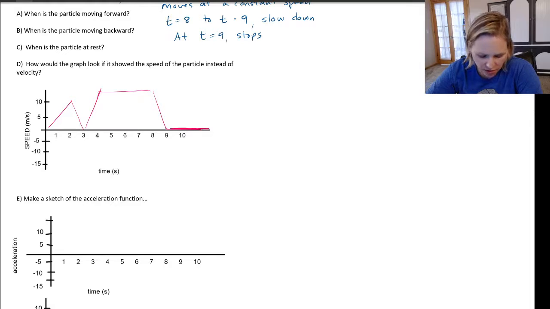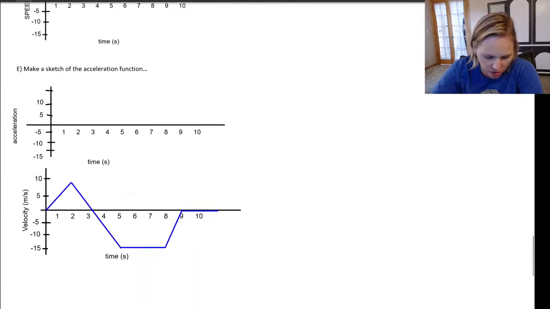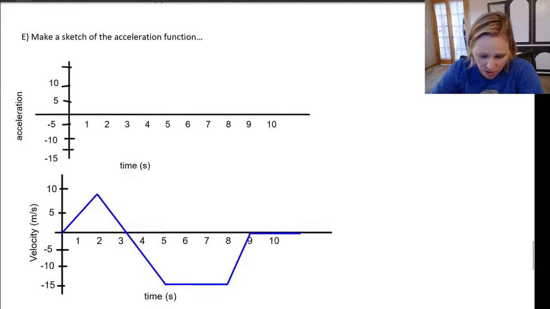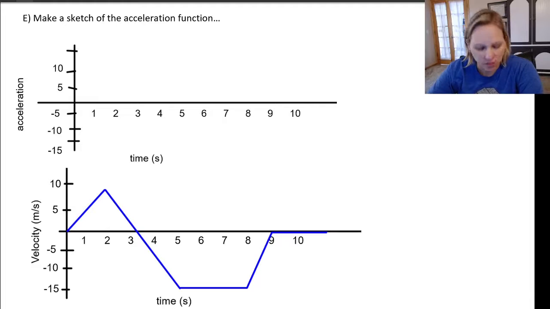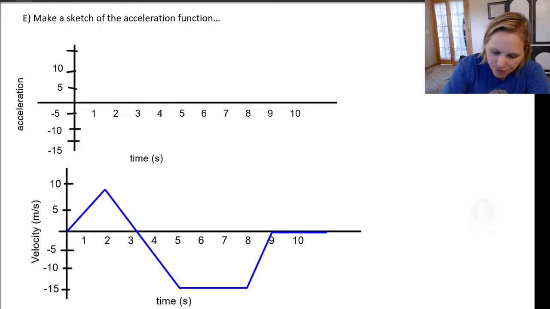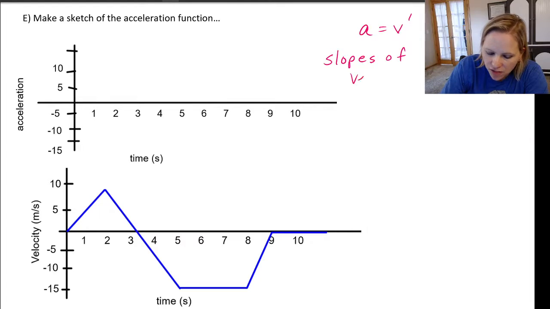Now let's talk about acceleration. If I want to sketch the acceleration, I've included the velocity graph here so we can really see what's happening. To graph the acceleration, remember the velocity is the derivative of position. Acceleration is the derivative of velocity. And remember, derivative is slope. So all I'm going to be doing here is looking at the slopes of the velocity curve.